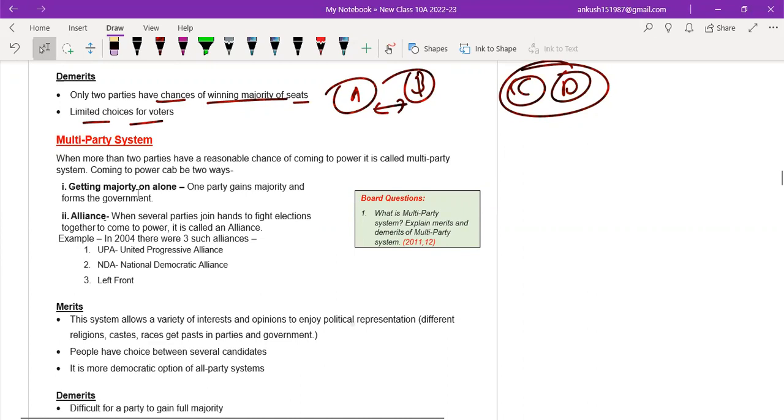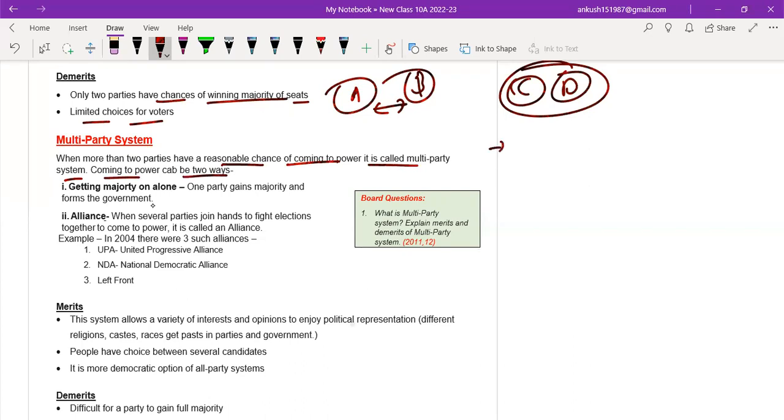Now let us understand the multi-party system. Multi means more than two. So when more than two parties have a reasonable chance of coming to power, it is called a multi-party system. Coming to power can be in two ways.